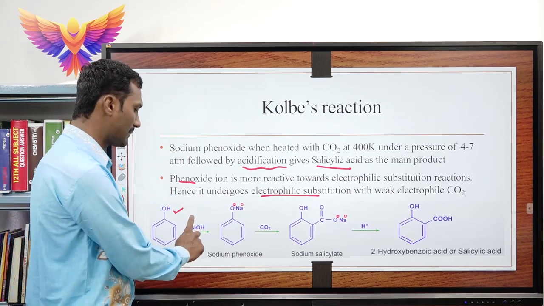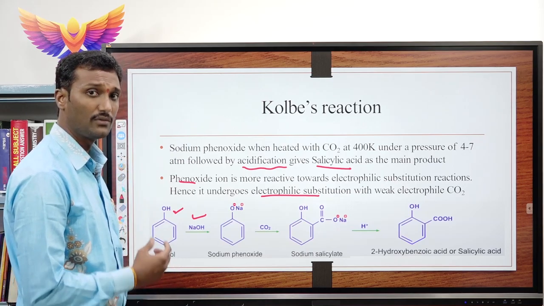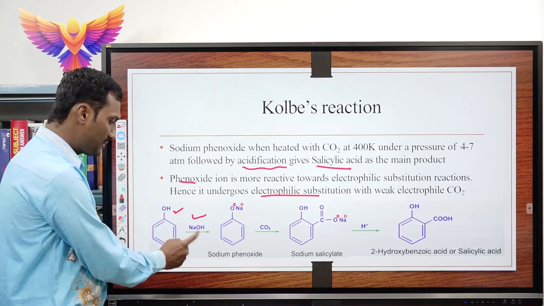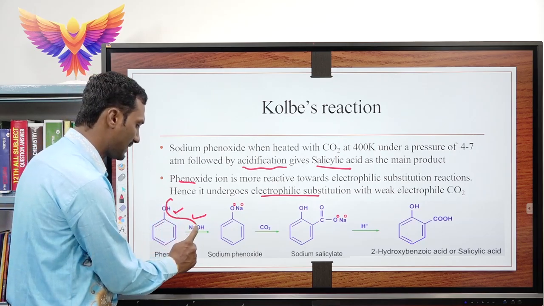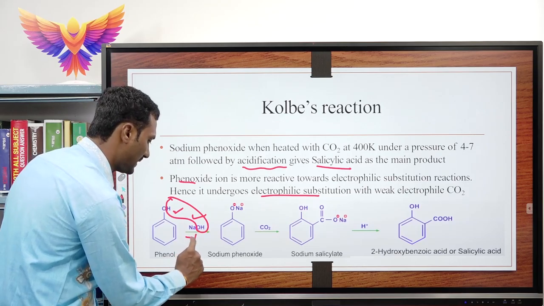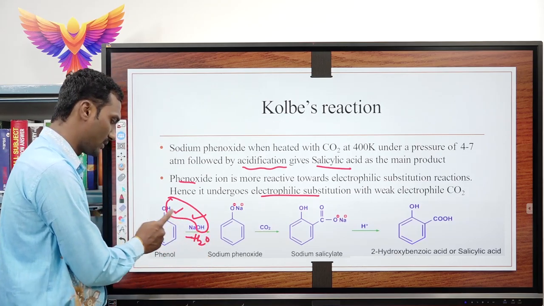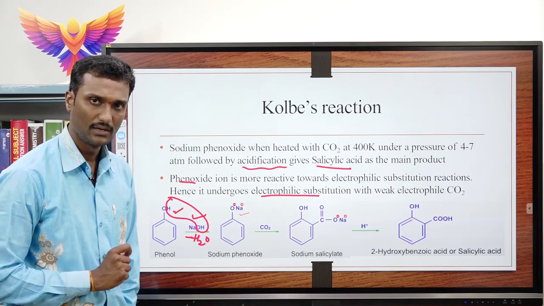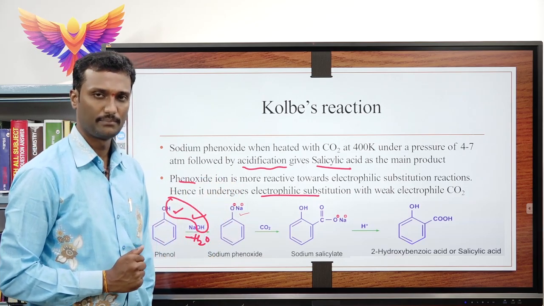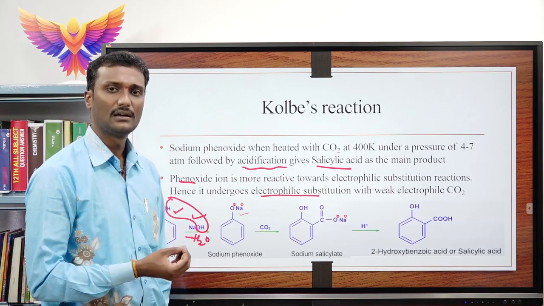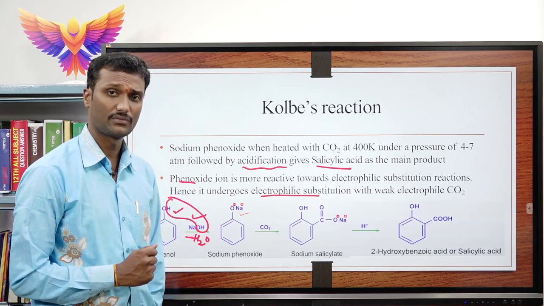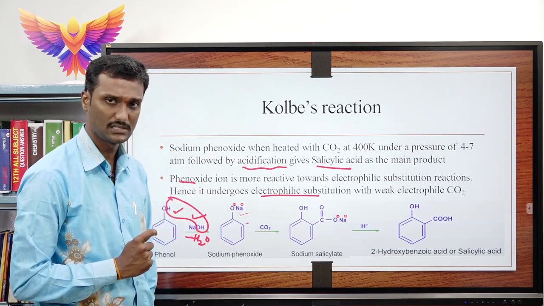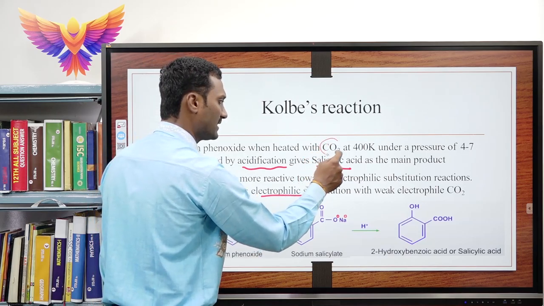When phenol reacts with a base, sodium hydroxide, we make phenoxide ion. One of the hydrogens from the phenol reacts with OH to form water, so minus water. The water is removed when sodium hydroxide reacts with phenol, and we get sodium phenoxide, or simply phenoxide ion. The phenoxide ion undergoes resonance, which means it stabilizes; the charge is delocalized within the benzene structure from the oxygen, forming a negative charge at the ortho positions.